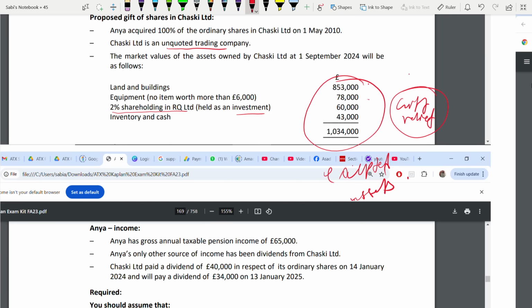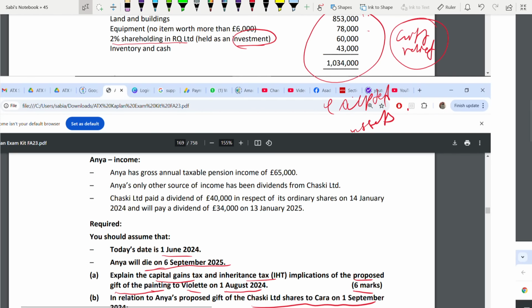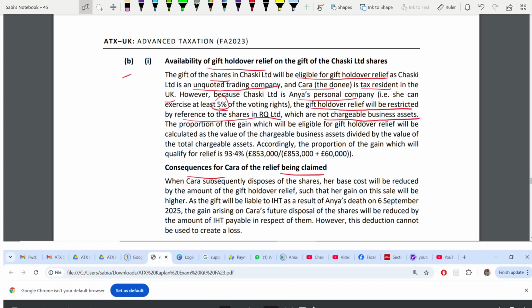You see here, 2% shareholding in RQ Limited is held as an investment. This is not eligible, and she has acquired 100%. So that means at least 5% holding she has. It's a personal company where she is having an investment also. That's why it is restricted. They're not chargeable business assets. So the portion of the gain that will be eligible for the gift relief will be restricted.